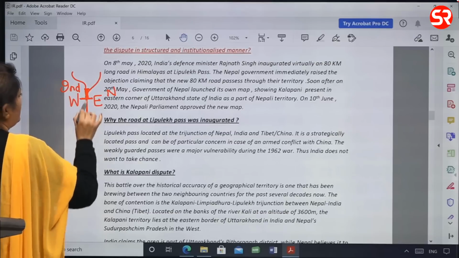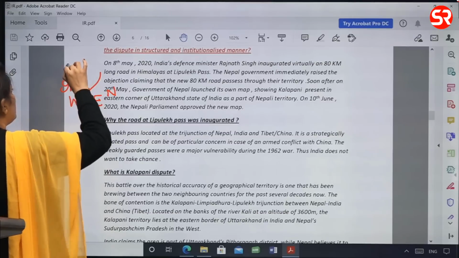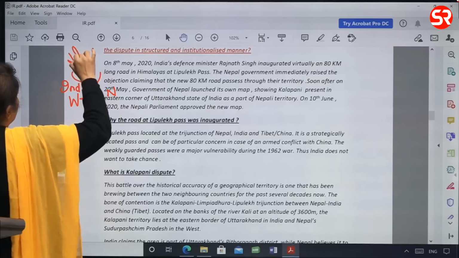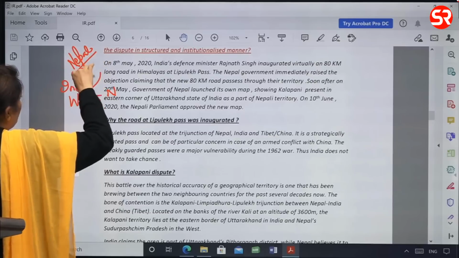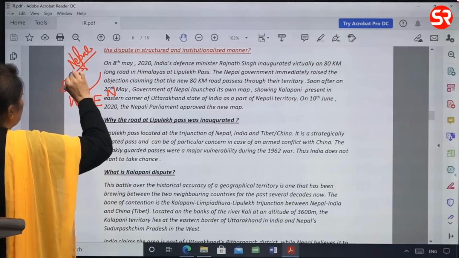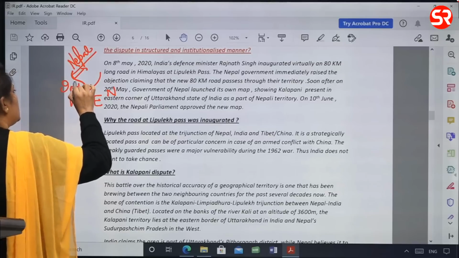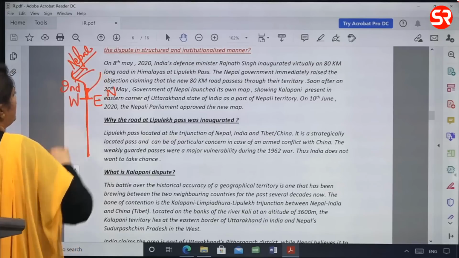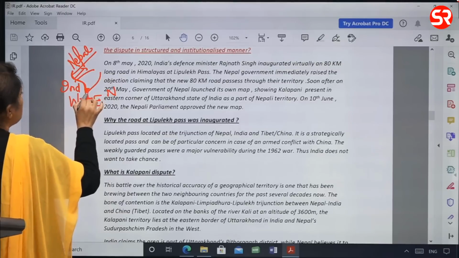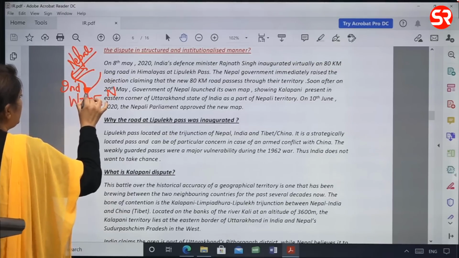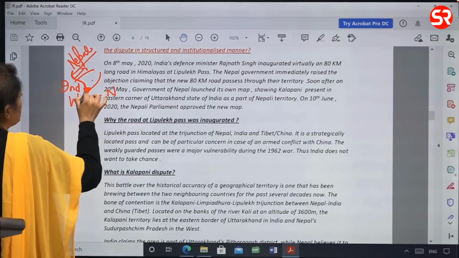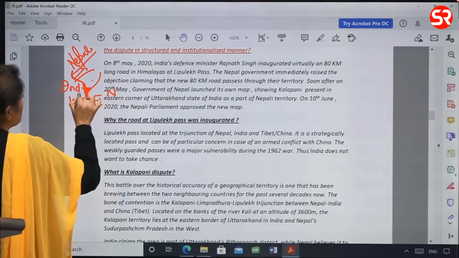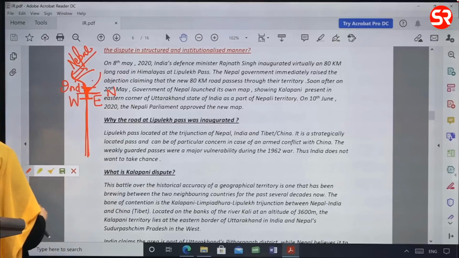According to Nepal, it starts from the Lipu Lake or Limpiyadhura, and this tributary, and Nepal considers even this tributary as a part of Kalapani. But India says that only from Kalapani does the river Kali start. So ideally this territory should be a part of India.